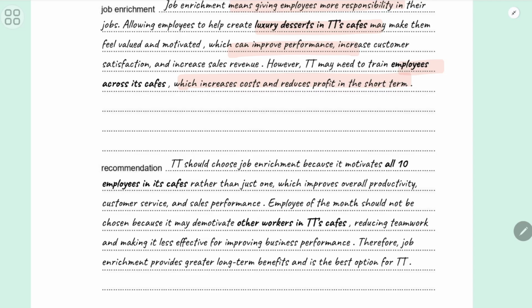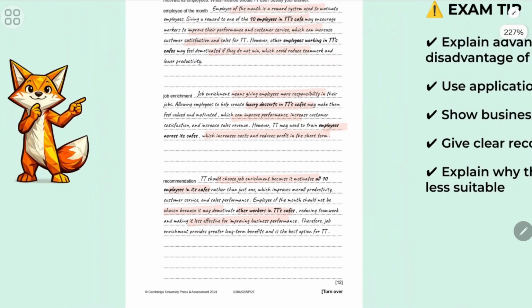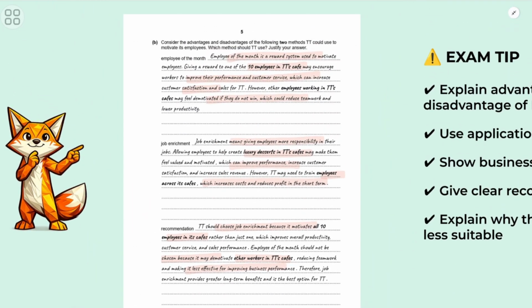This recommendation makes a clear choice, justifies it with application and analysis, and rejects the other option, which meets level 3 criteria. Why does this answer get 12 out of 12? This answer discusses both methods, includes strong application and analysis, and gives a clear justified recommendation with comparison and rejection, which meets the requirements for full level 3 marks.